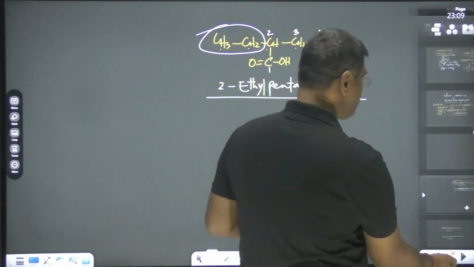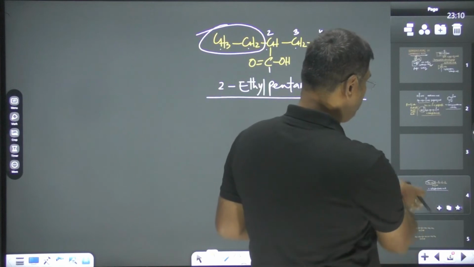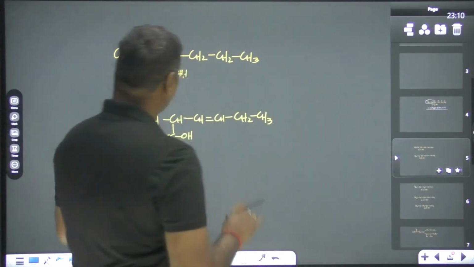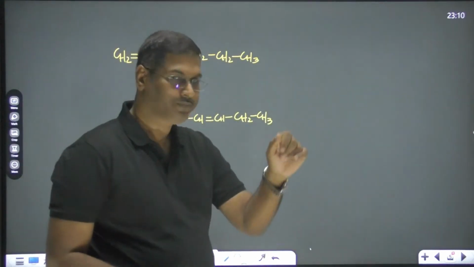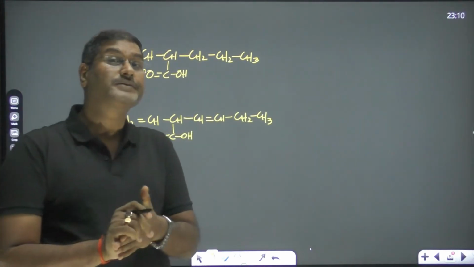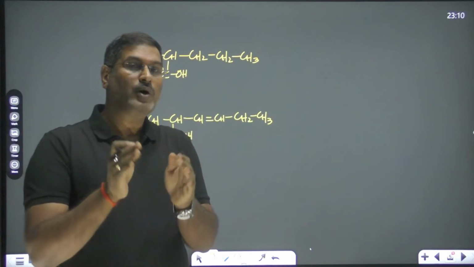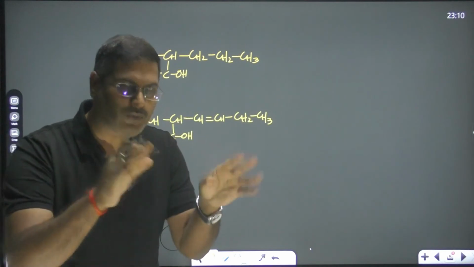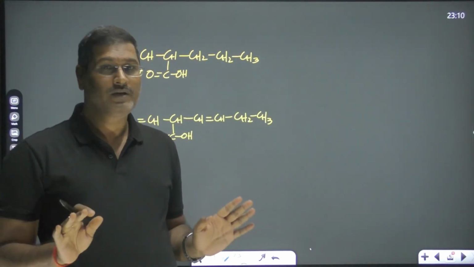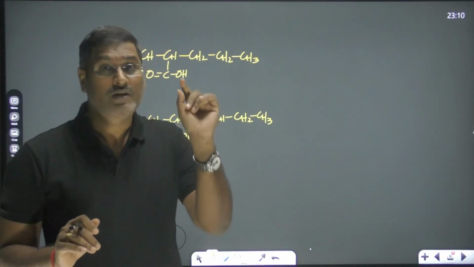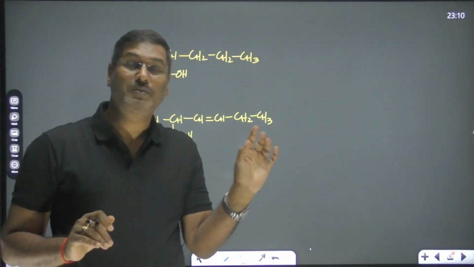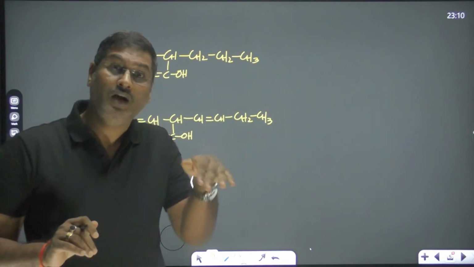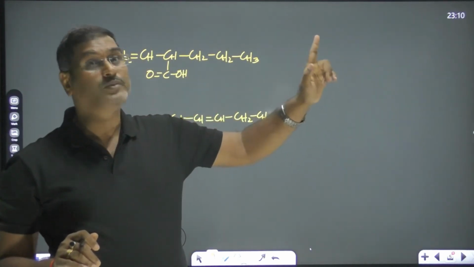Now you see this one. Here, if there is a double bond or triple bond present in the molecule anywhere, the first thing is COOH. Second thing is double bond or triple bond. Third thing is the number of carbon atoms in the chain.